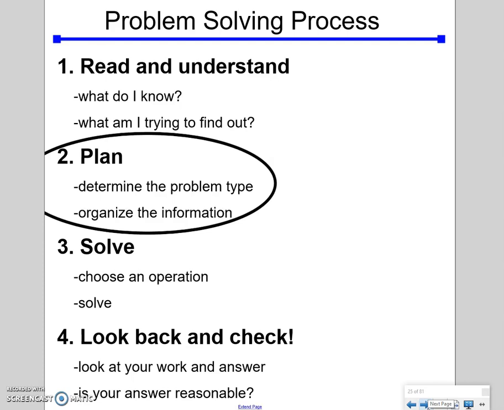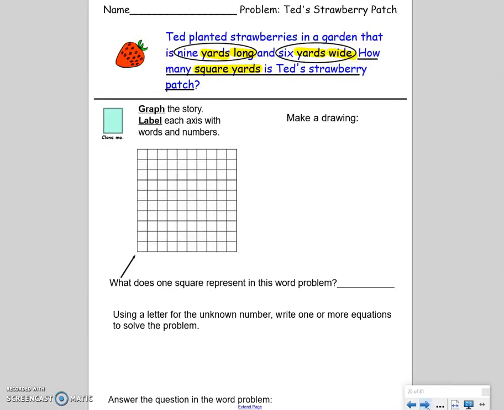That's going to be the first step in our planning phase. We've determined the problem type, of course, and now we're going to organize our information. Take a look up here. It tells us that this strawberry patch is 9 yards long and 6 yards wide.